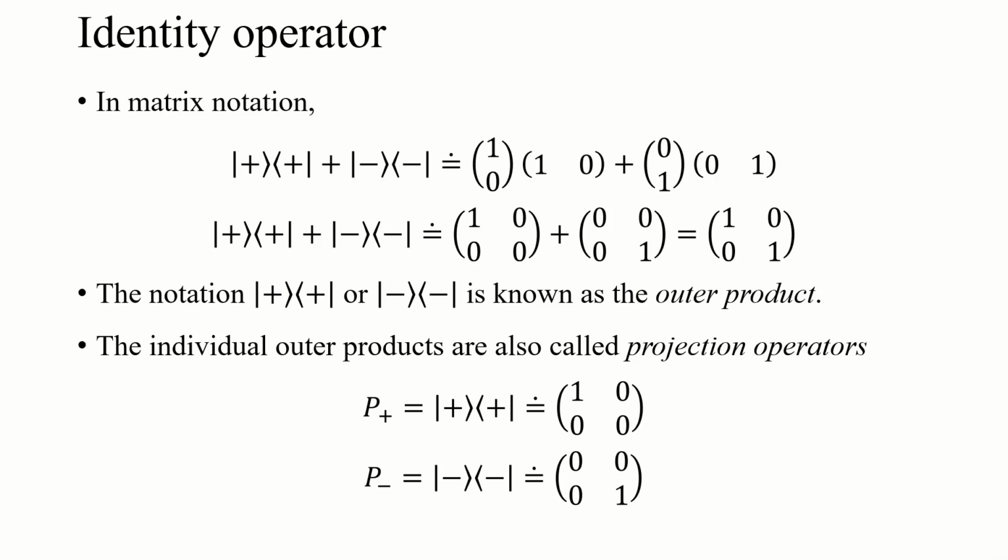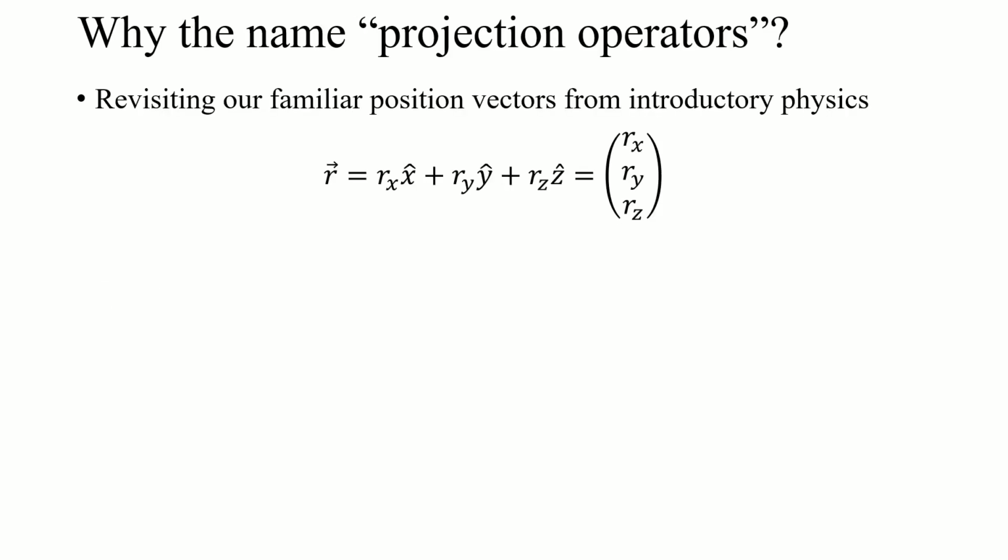Now, why do we call these projection operators? To get a handle on that, we're going to revisit our familiar position vectors from introductory physics, when we're trying to describe the position of some vector in our three-dimensional real space. In Cartesian coordinates, our position vector is equal to the x component in the x hat direction plus the y component in the y hat direction plus the z component in the z hat direction. And we can represent that as a column matrix of just the components of each of those directions.